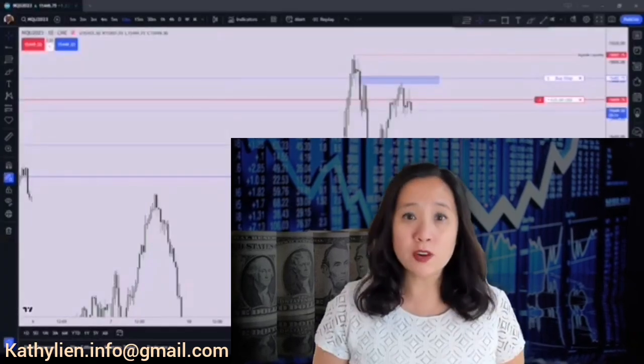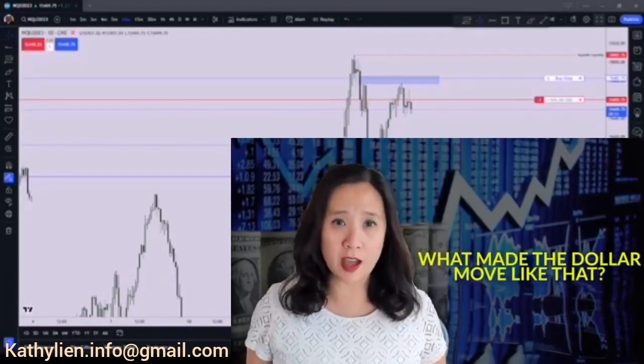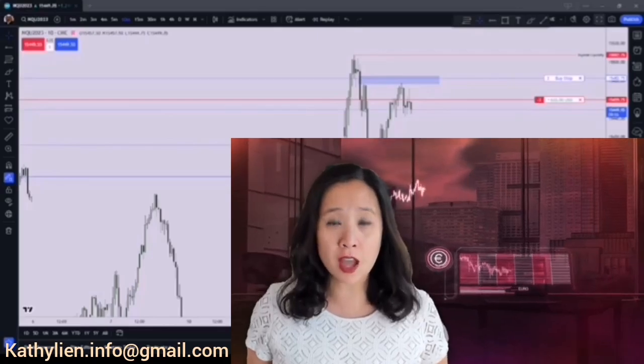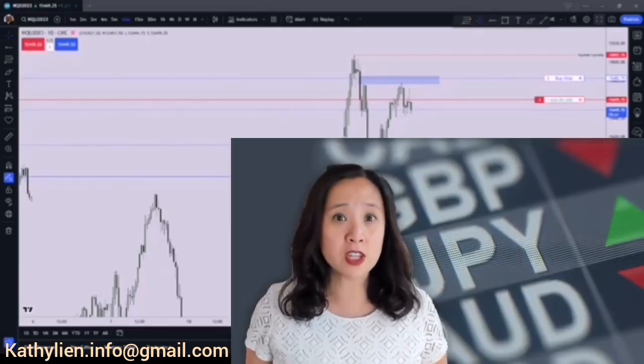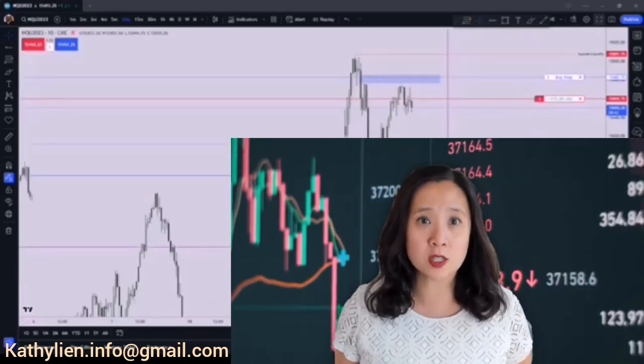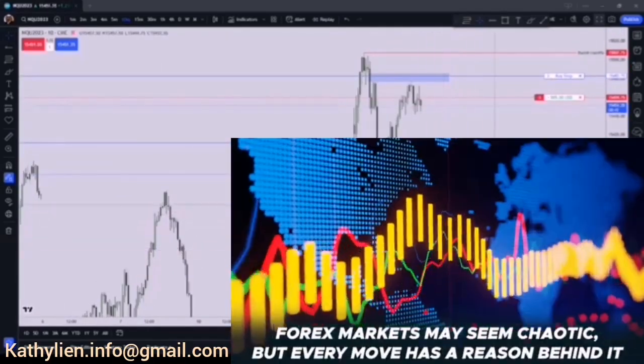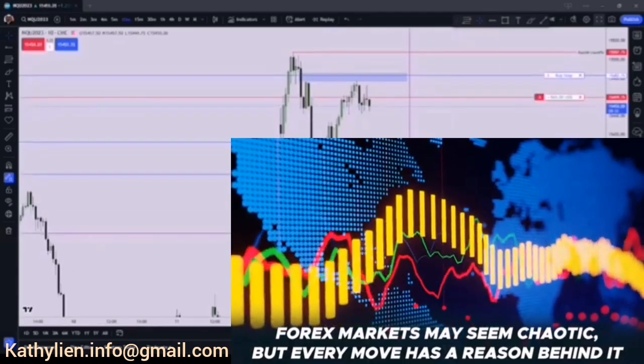Have you ever looked at a Forex chart and thought, what on earth made the US dollar move like that? Maybe the euro just took a nosedive, or the Japanese yen suddenly surged. And you're sitting there wondering what caused this move. Here's the thing, while Forex markets might seem chaotic, there's always a reason behind the move.